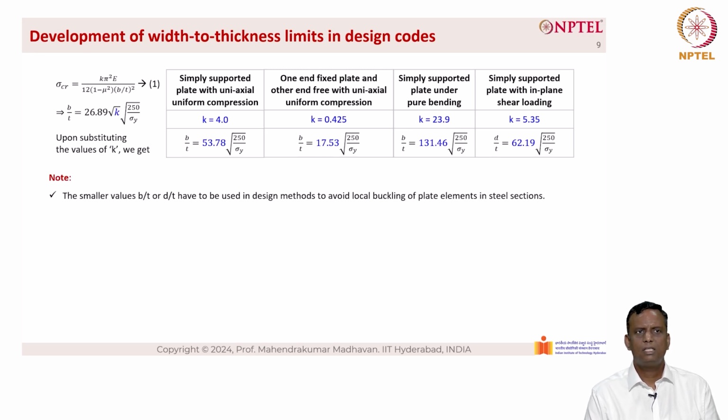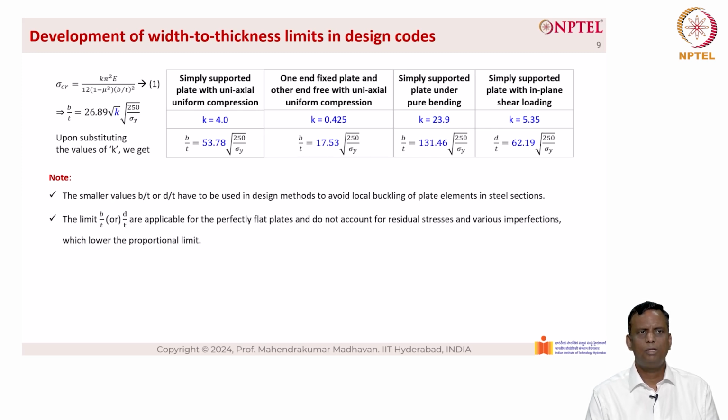Note, the smaller values of B by T or D by T have to be used in the design methods to avoid local buckling of plate elements in steel sections, which is obvious. So, the slenderness of the plate should be as small as possible in order to avoid local buckling, because when you have higher B by T or D by T ratios, the elements tend to buckle locally, and hence it is important that we have a smaller value of B by T or D by T.